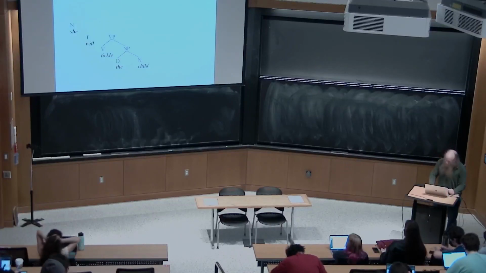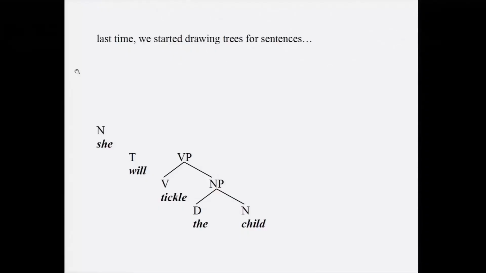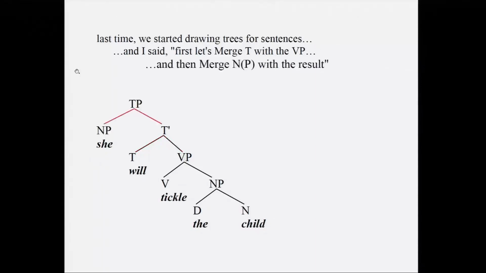And then we said, if we want to make a tree for the whole sentence, what we'll do is, first, we'll merge T with the verb phrase. So we'll merge those two things, and we'll give the resulting object the label T. And then we'll merge that new object that we've created with the noun.